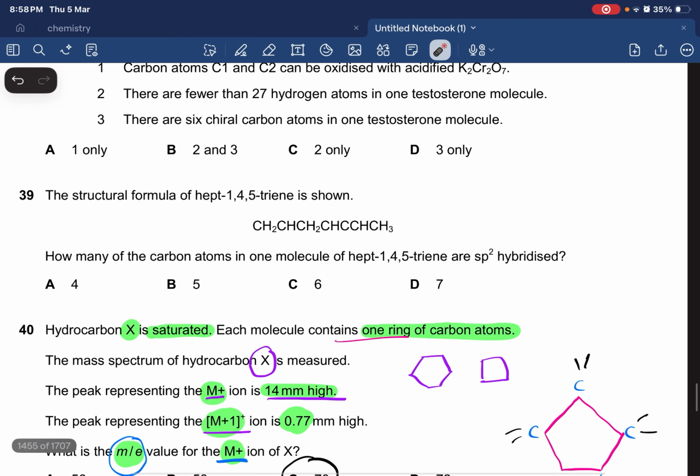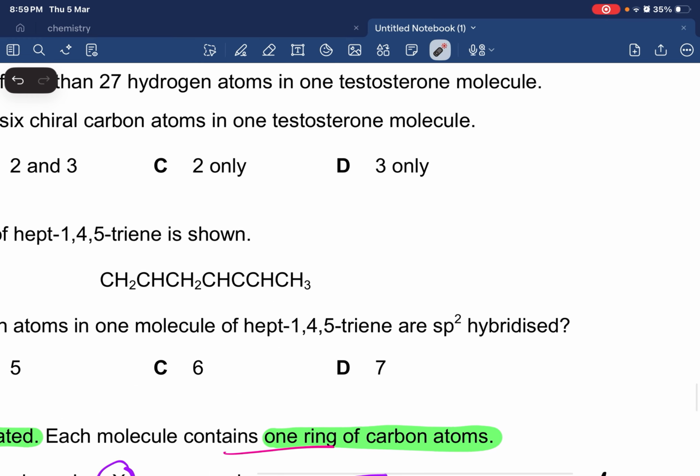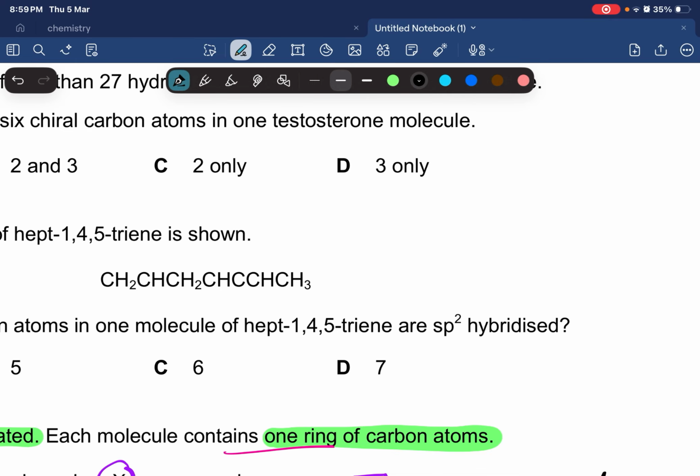This was easy. The structural formula of hept-1,4,5-triene is shown. How many of the carbon atoms in one molecule of hept-1,4,5-triene are sp2 hybridized? So now over here, you have to draw the structure in order to realize what's going on to calculate the hybridizations. So let's start with drawing the structure.